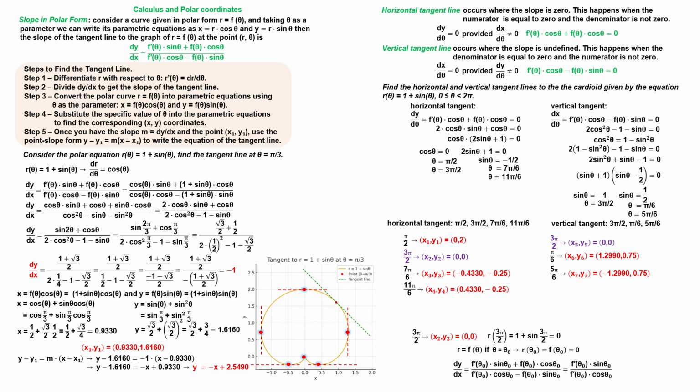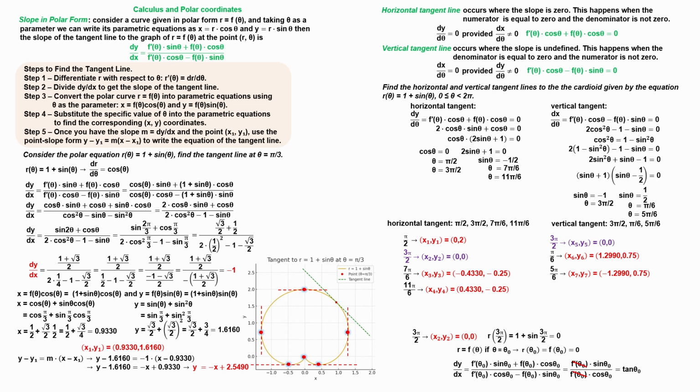Let's substitute this into the expression for dy/dx. We can cancel out f prime, and we obtain that the slope of the tangent line at the origin is tangent of theta 0. However, tangent of theta 0 is also the slope of the line theta equal to theta 0. So we can conclude that this line is tangent to the curve at the origin.